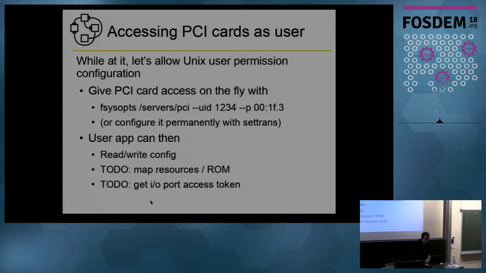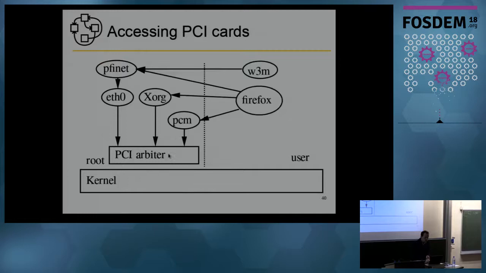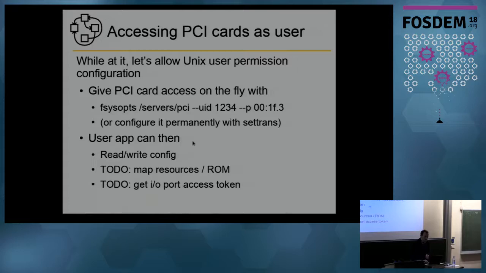And some PCI cards are not only driven by memory, but also I/O ports, the old legacy I/O ports. The funny thing is GNU Mach does implement the notion of token, which allows access to a given set of I/O ports. So the idea is that the PCI arbiter would tell the kernel, please make me a token that allows access to these I/O ports, which are the ones that access the card, and then I can give it to a program. And then it can use it to access the I/O ports.